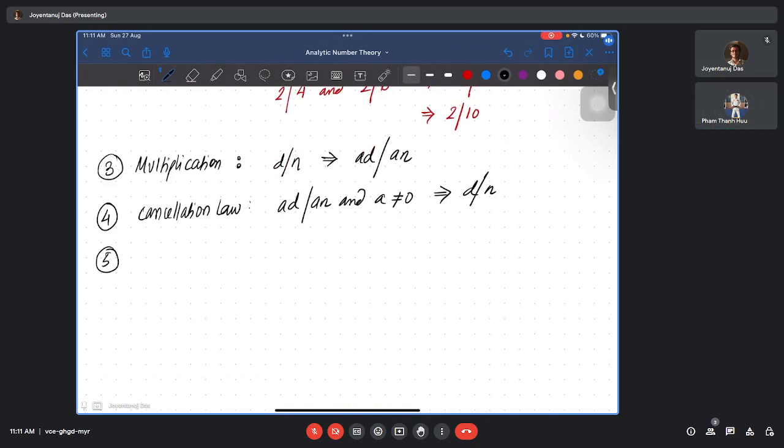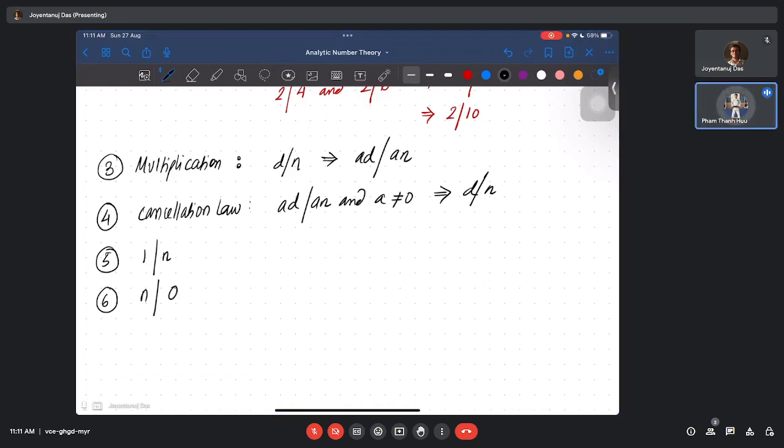The fifth one is the universal law for 1. So 1 divides n for every integer n. And the sixth one is n divides 0 for every integer n. Okay.